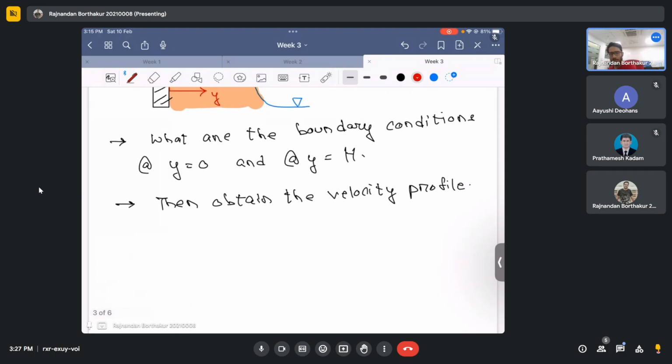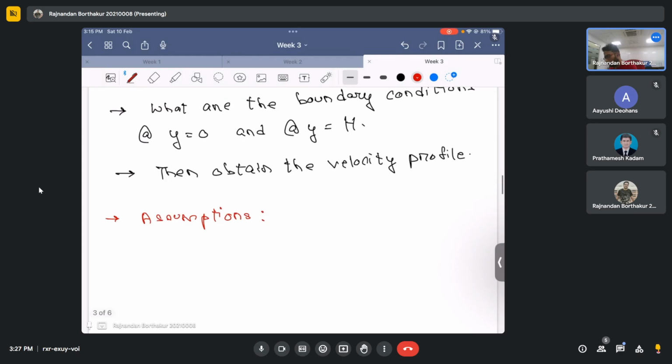Before you give your answer, I will first write down the assumptions, which are important. These assumptions lead to simplifying the NS equation that we will solve here. The first assumption is that we will consider the fluid to be Newtonian, of course. The second assumption is that we are dealing with a steady state problem.